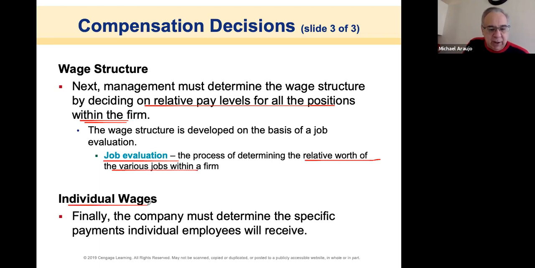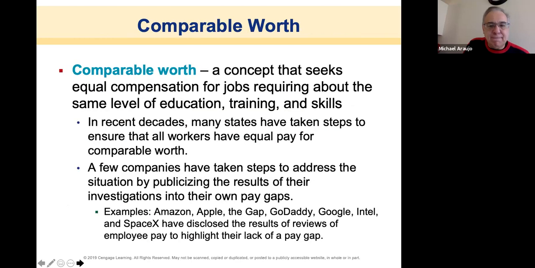And finally, what they end up determining what you as an individual will receive is going to be sort of combinations of all of those. Okay. There's an issue, something called comparable worth.